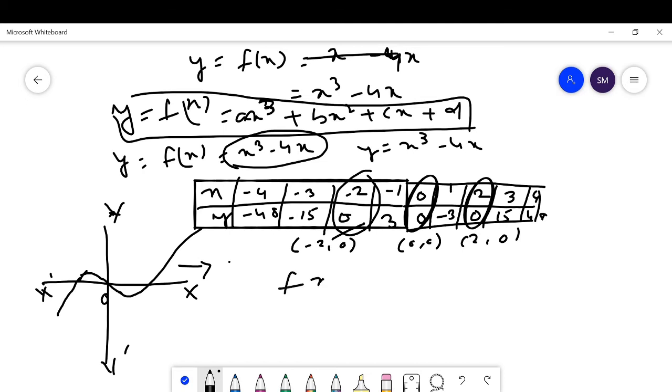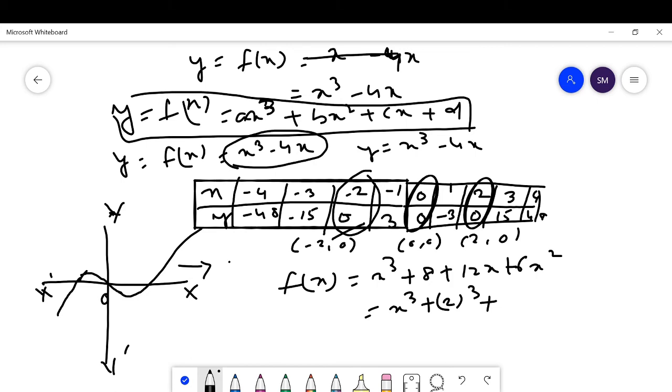Suppose f(x) is equal to x cube plus 8 plus 12x plus 6x square. This is x cube plus 2 cube plus 3 into x square into 2 plus 3 into x into 2 square. Look at here.